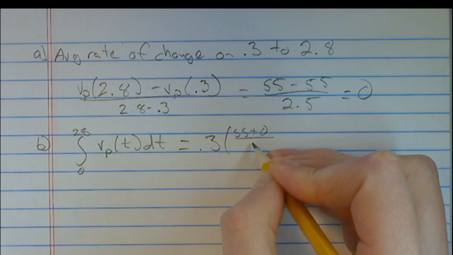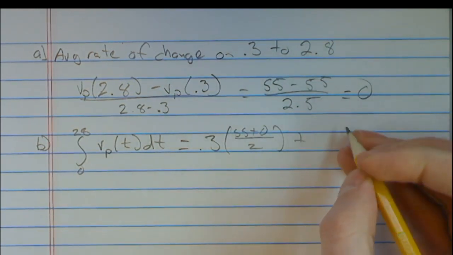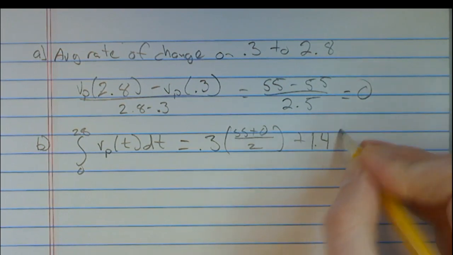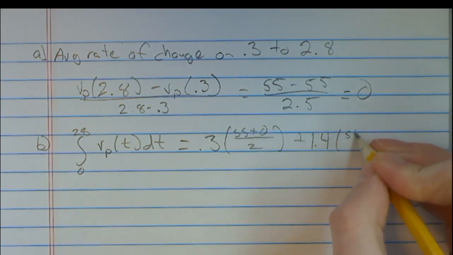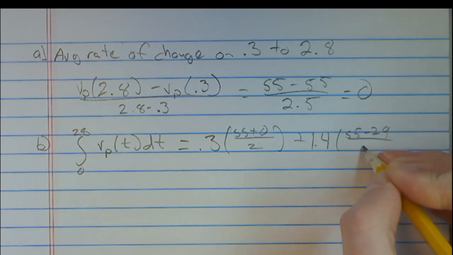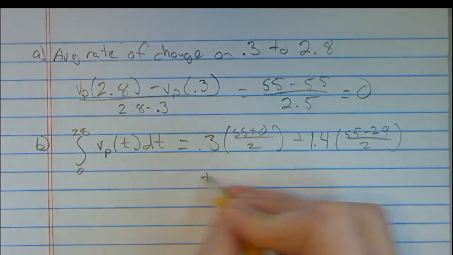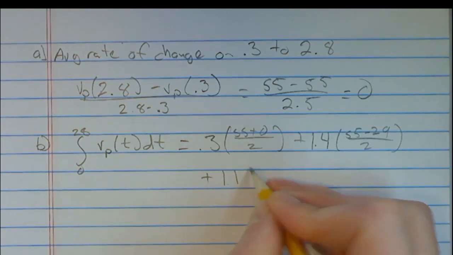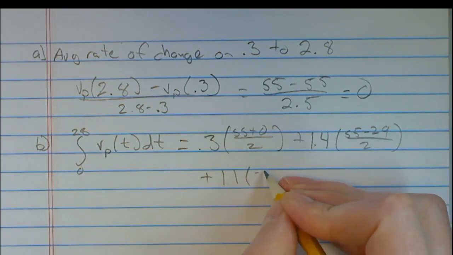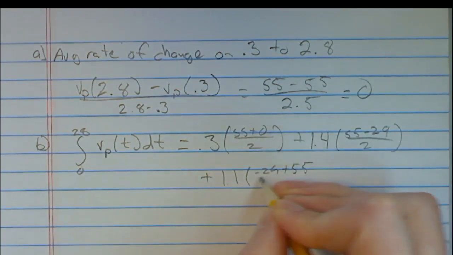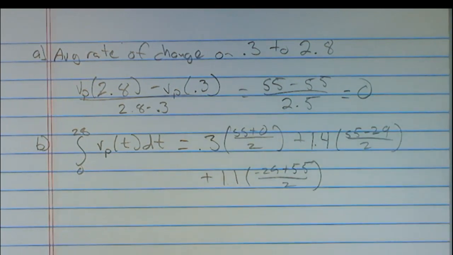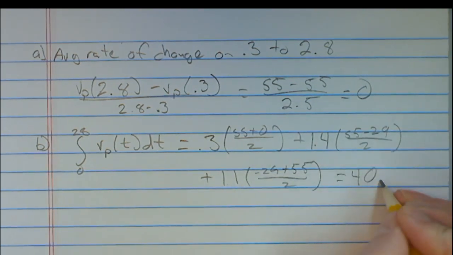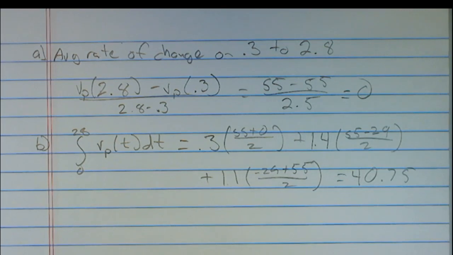55 plus 0, the width, 1.4 times the average height, 55 minus 29, and the width, 1.7 to 2.8 is 1.1 times the average height, negative 29 plus 55 over 2. All right, so you type all that in, you get 40.75. That's really all there is to that one.